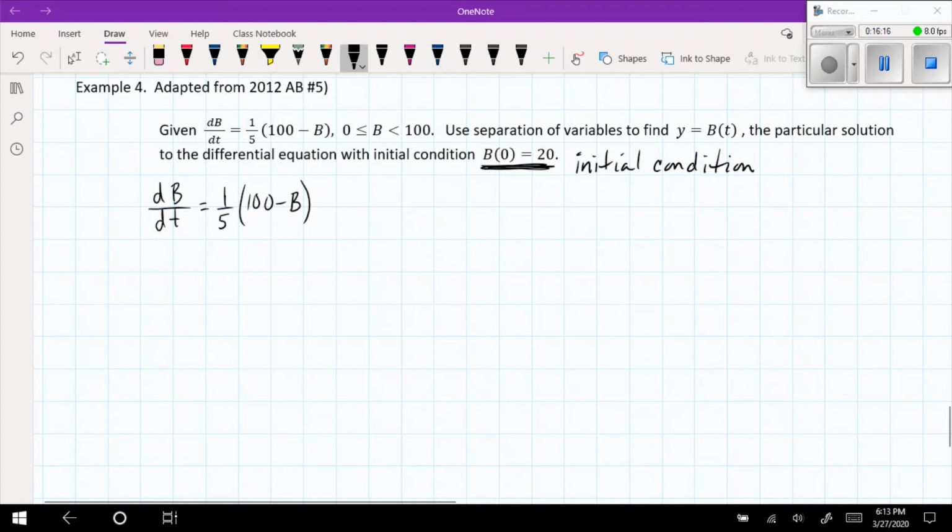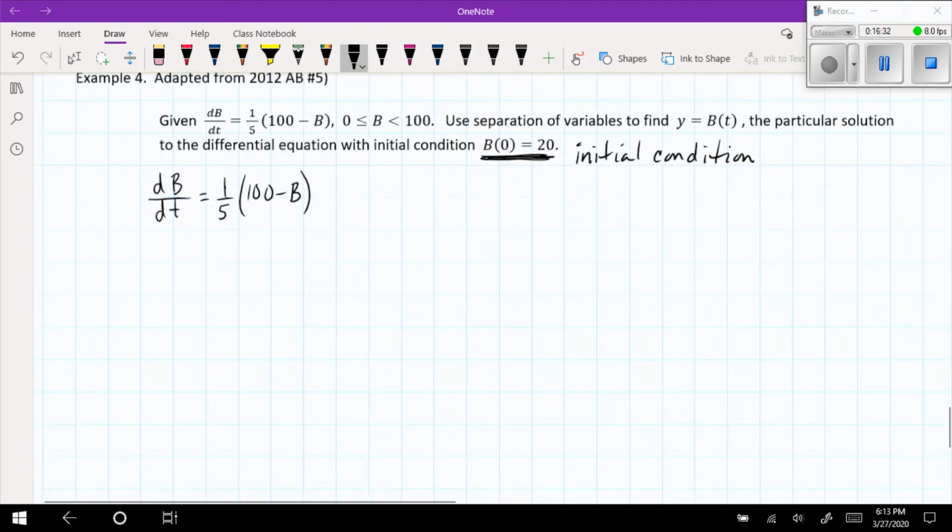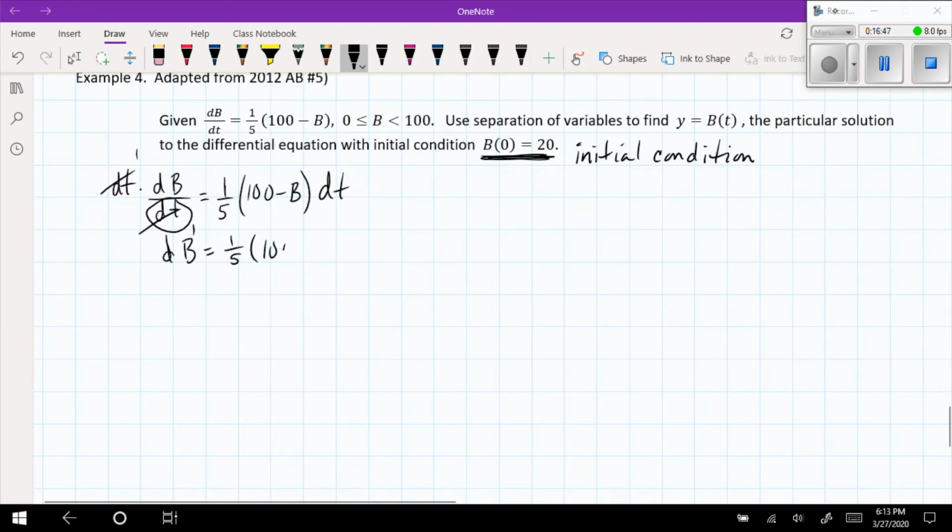I want to integrate both sides to undo this derivative, but I can't integrate because my variables are mixed up, which means I need to separate my variables nicely. I would like the only variable on the left-hand side to be b, and I would like the only variable on the right-hand side to be t. So we are going to multiply both sides of this equation by this denominator and eliminate that dt from the left-hand side of the equation. Very nice. This gives me dB is equal to 1/5 times 100 minus b dt.